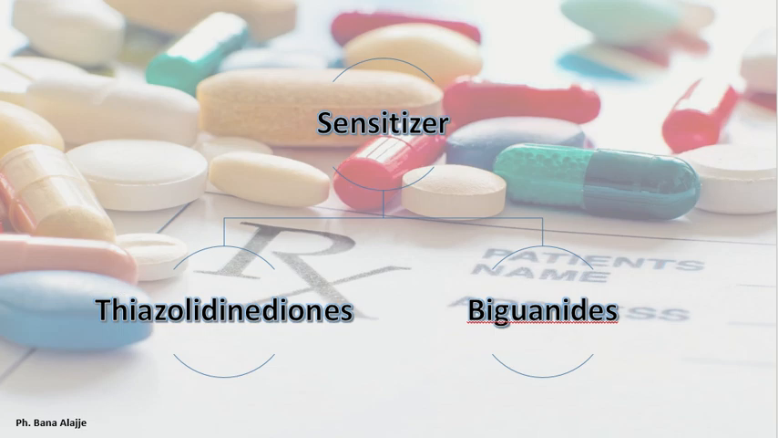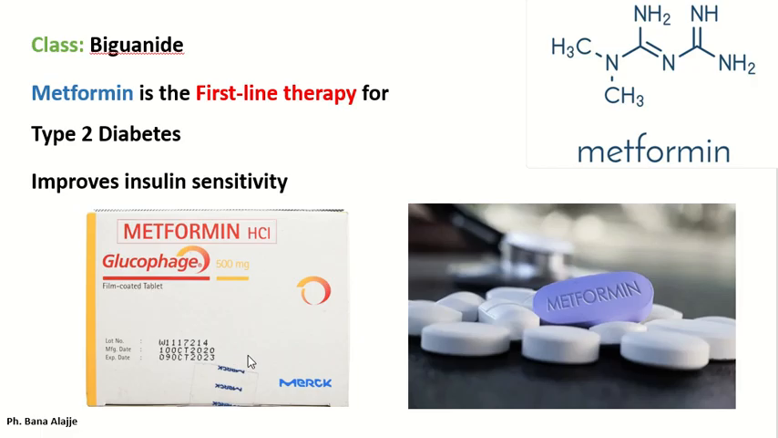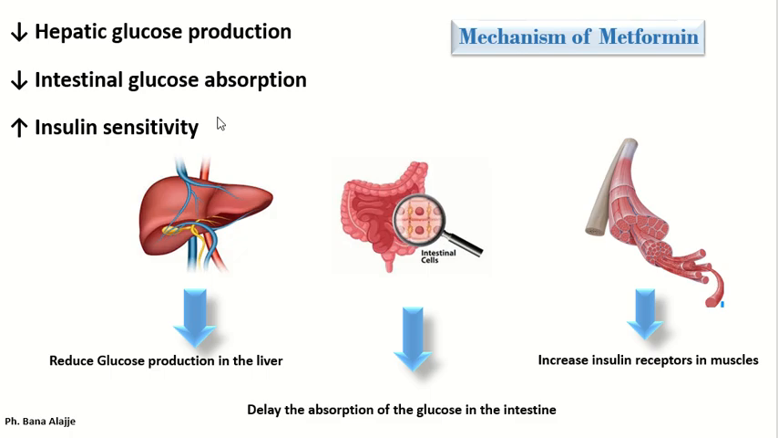And about insulin sensitizers, we have biguanides and thiazolidinediones. Metformin belongs to the biguanide class and is the only available medication in this class. It is considered the first-line treatment for type 2 diabetes. It mainly works by improving insulin sensitivity. Metformin works through three main mechanisms. It reduces glucose production in the liver, decreases glucose absorption from the intestine, and increases insulin sensitivity in peripheral tissues.